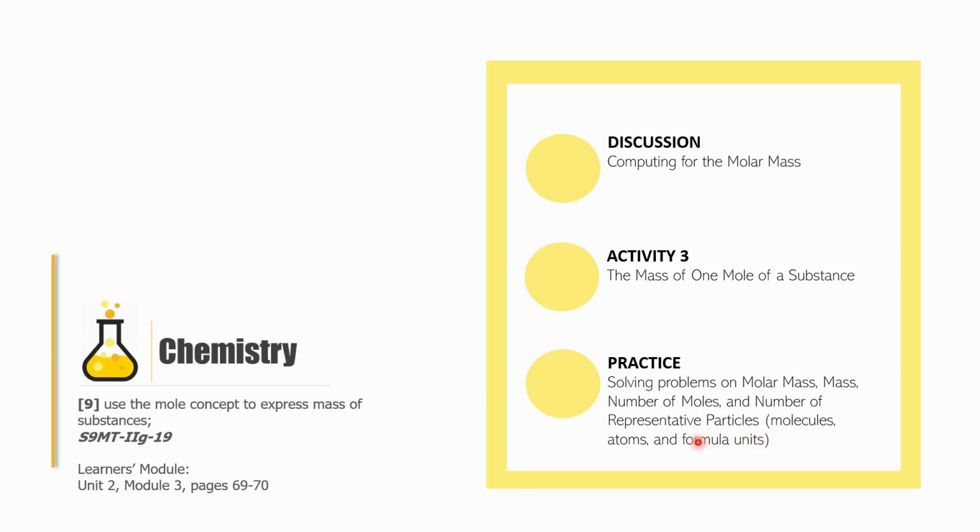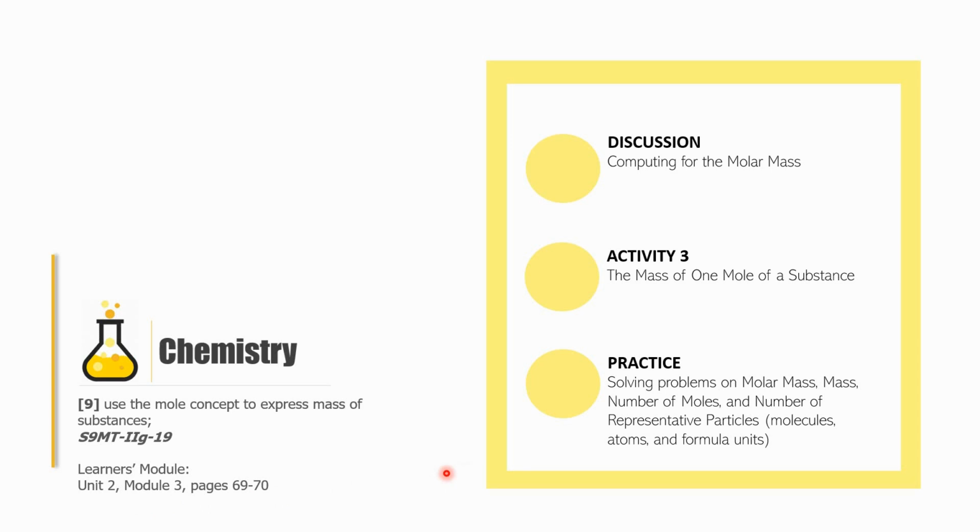You know that representative particles are the following, right? Molecules for covalent compounds, atoms for elements, and then for ionic compounds, we have formula units. If you have to follow through with your learner's module, you can open it on Unit 2, Module 4, pages 69 to 70. Let's begin.